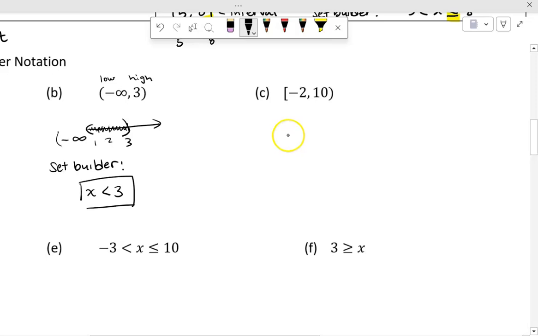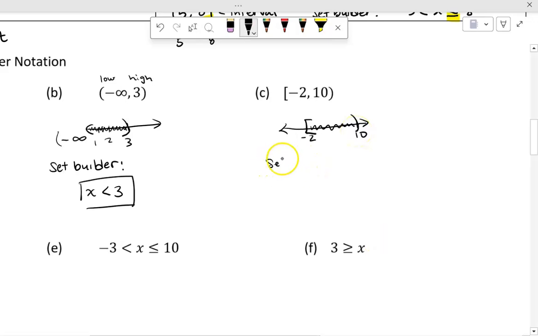Heading to C, this time my number line lowest is -2 and my highest is +10. And again, it always goes lowest, comma, highest. X is anything in between. X is allowed to equal -2, but not allowed to equal 10.